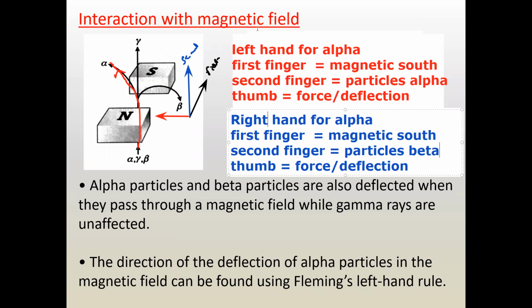In the same way, when you apply the rule here for beta, the first finger should point in the direction as I'm drawing the arrow, towards the south. The beta particles are also going up, so we'll draw the direction of the beta particles also up. They are coming up, and the index finger is pointing towards the south pole. So we'll use the right-hand rule, with the index finger pointing south.